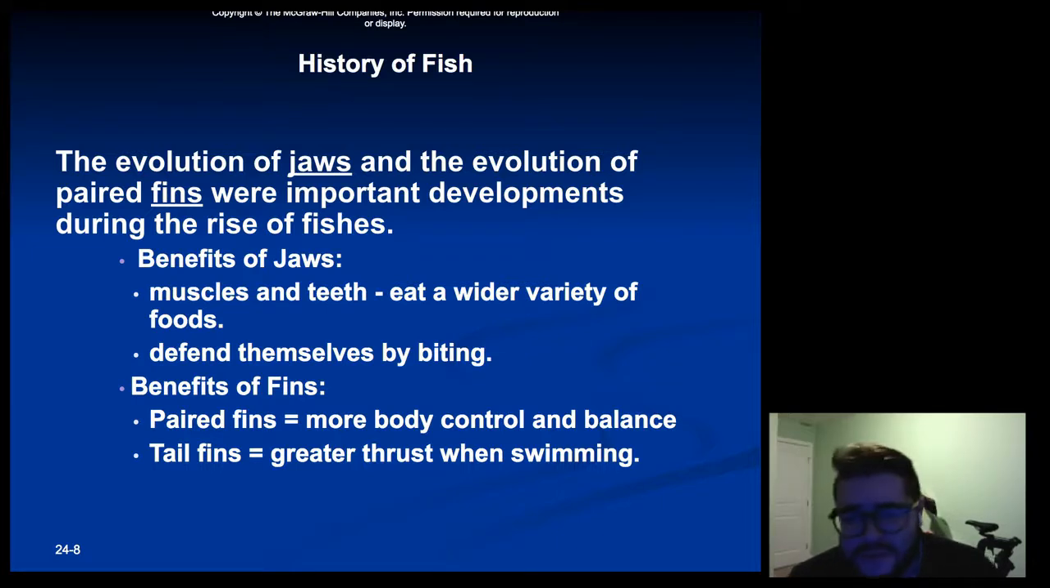But paired fins were also an important development in terms of evolutionary history, because basically a paired fin in the water gives the body more control and balance, and a tail fin gives it a greater thrust when swimming. Compare that to something we talked about earlier in the year, like cephalopods, which have to crawl along the bottom of the floor of the oceans. But when they are swimming, they kind of just jet away, but there's not much control, and they can't sustain that for long periods of time. But with the evolution of things like fins, there's more control and a greater thrust for longer swimming distances.